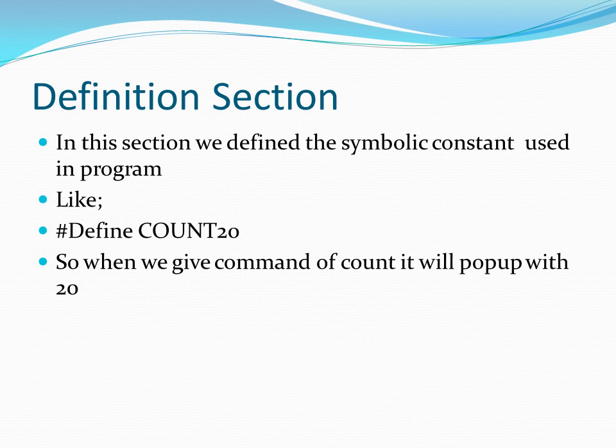Then in the last we have the definition section. This is the section where you define your program using symbolic constants. For example, if you want to define a constant value which we want to use a lot of times, let's say in the form of a loop, you can count there. You have to give the command for count. Let's say count 10, it will pop up with the value of 10, but when you give the command of count 20, it will pop up with 20.